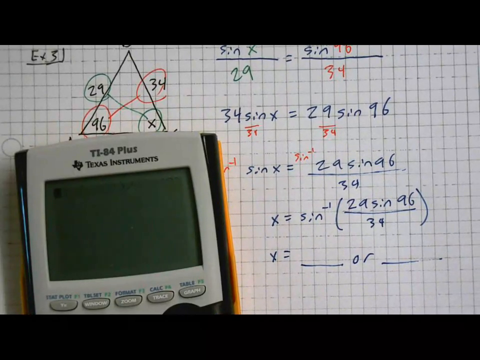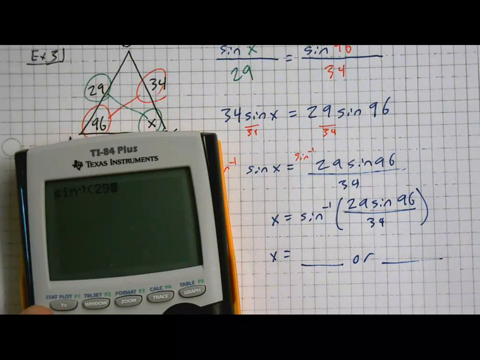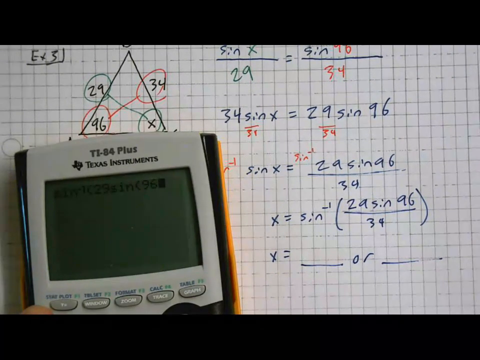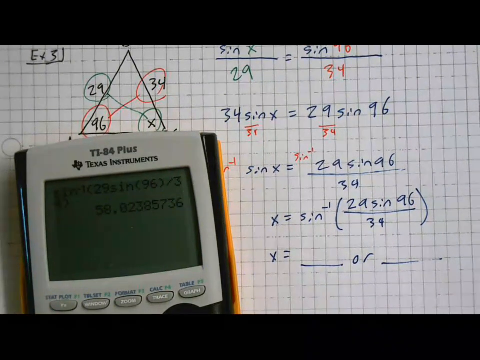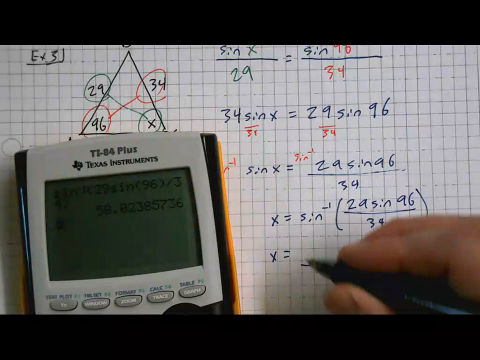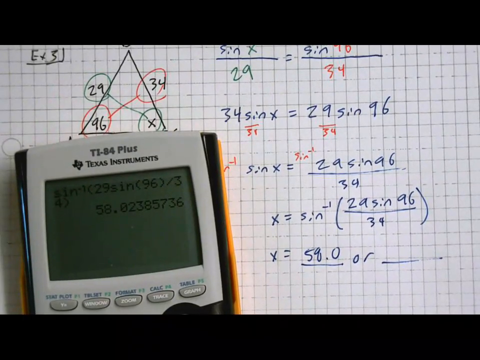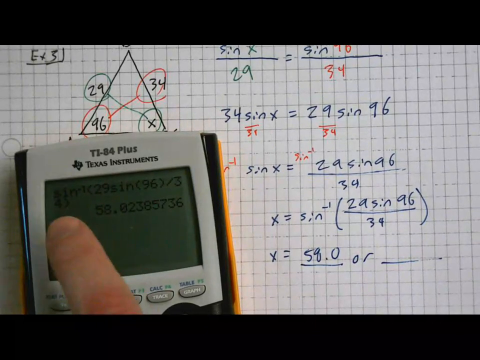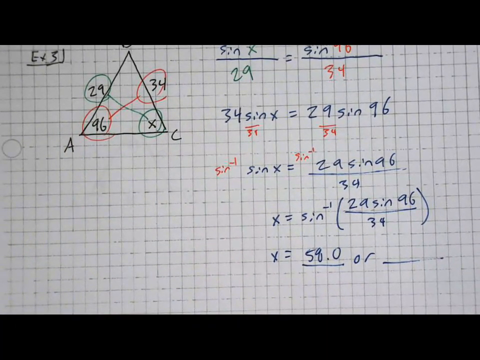So far, nothing that new. Inverse sine of 29 sine 96 all over 34 comes out to, if we're rounding to one decimal place, 58.0. Is that feeling okay so far?